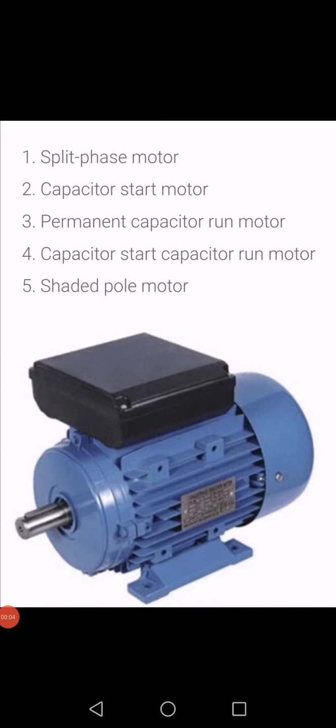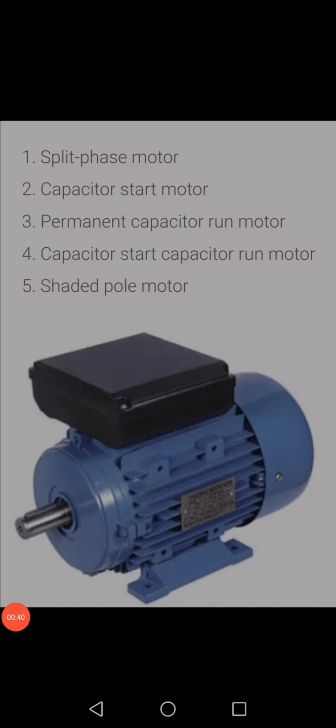We are going to discuss the types of single-phase induction motors. In the earlier video, we have seen that a single-phase induction motor is not self-starting, and based on the starting methods, they are classified into 5: split-phase motor, capacitor start motor, permanent capacitor run motor, capacitor start capacitor run motor, and shaded pole motor. A rotating magnetic field is produced when there are minimum 2 alternating fluxes with a phase difference between them. And as the phase difference increases, the starting torque will also be more.